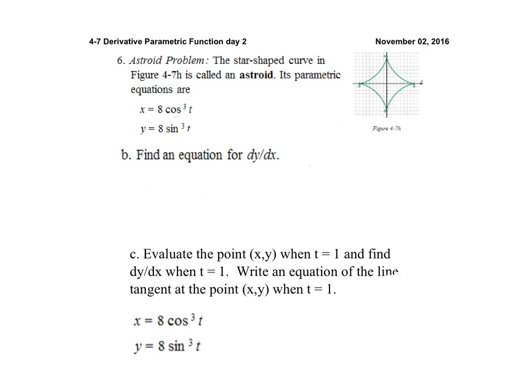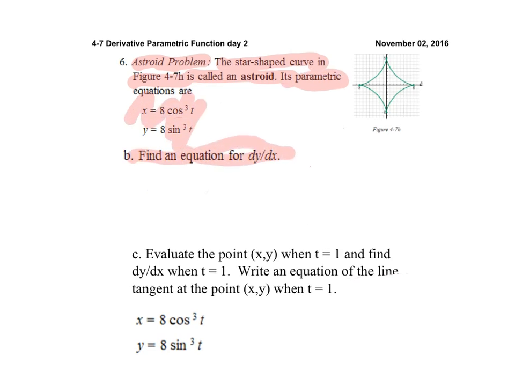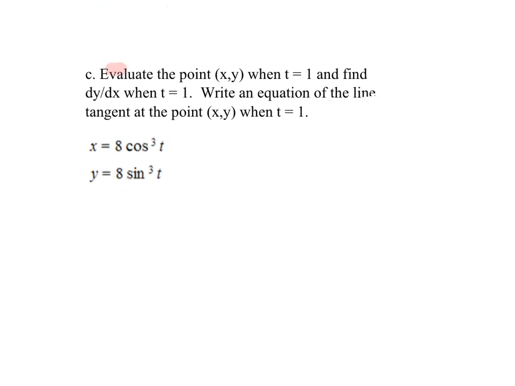Alrighty, let's do the next problem. That's an asteroid problem. A star-shaped curve in figure 4.7h is called an asteroid. Its parametric function is given right here. Find the equation for dy/dx. Alright, that's not going to be bad at all. And then evaluate the point (x, y) when t equals 1 and find dy/dx when t equals 1. Write the equation of the line tangent to the point, blah, blah, blah. Okay, so that's not bad at all. So let's do this problem.